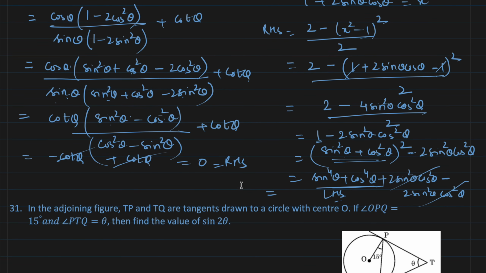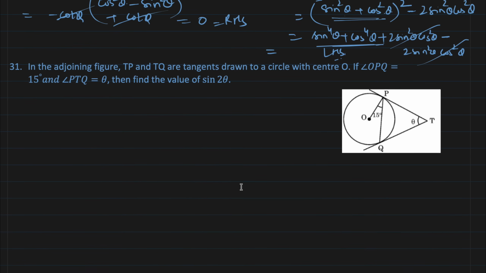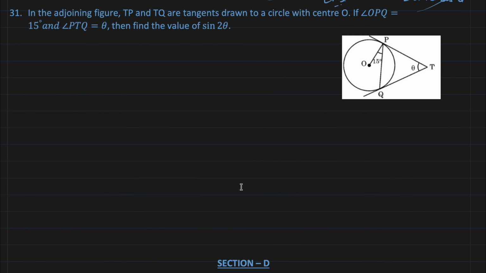Now moving to the next question, the last question of section C. In this adjoining figure, TP and TQ are the tangents drawn to the circle with center O. If angle OPQ is given as 15 degrees and angle PTQ is theta, find the value of sine 2 theta. Okay. Now here, let's begin how to do that.